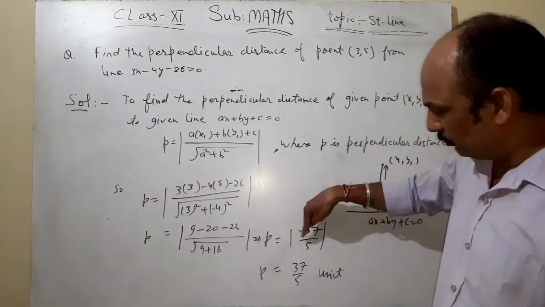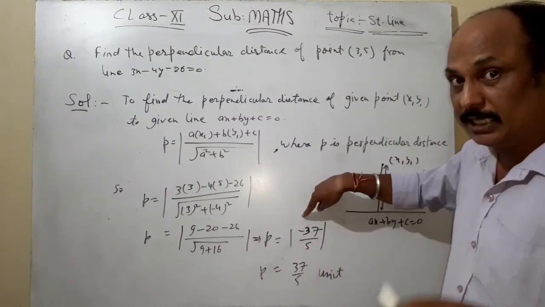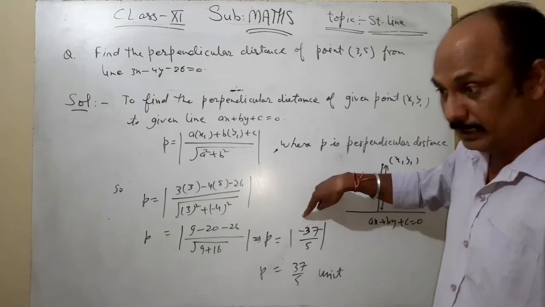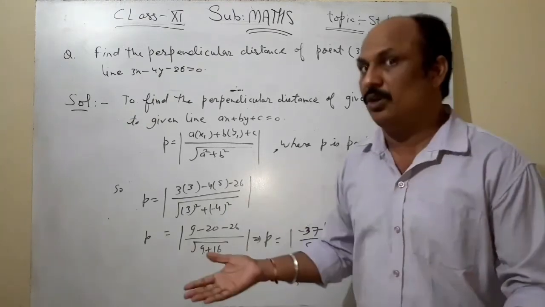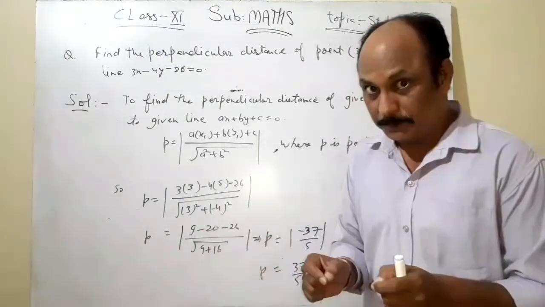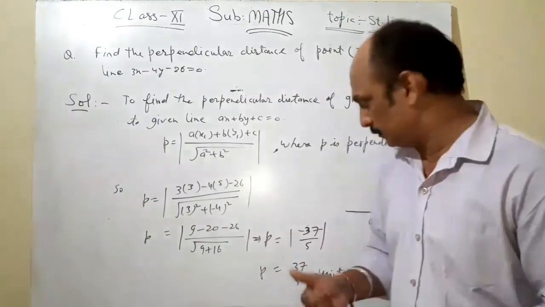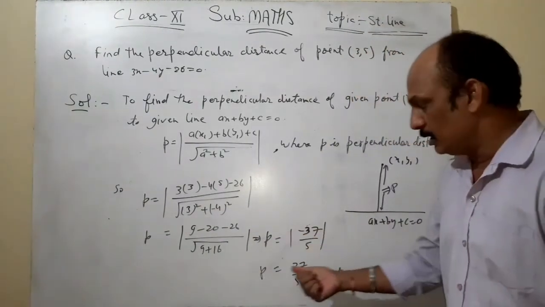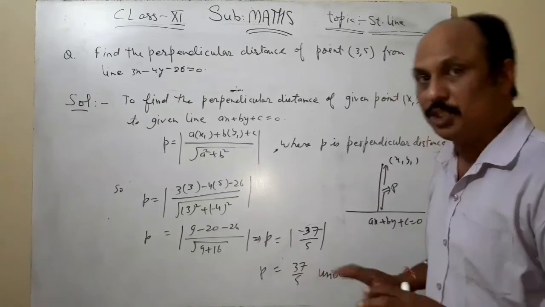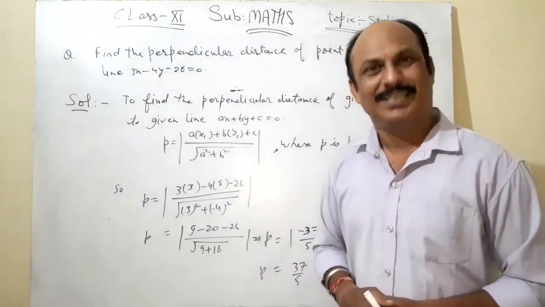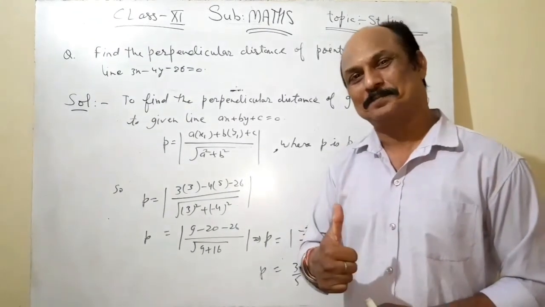अब देखो बेटा यहाँ पे जो वैल्यू आ रही है हमारे पास इट इज नेगेटिव 37, बट डिस्टेंस कैन नॉट बी नेगेटिव, सो वी शुड यूज मॉड्यूलस लाइक दिस. सो आंसर इज 37/5 यूनिट. ओके बेटा, ओके, थैंक यू, बेस्ट ऑफ लक.